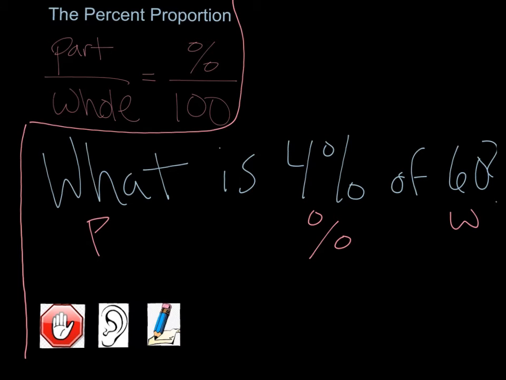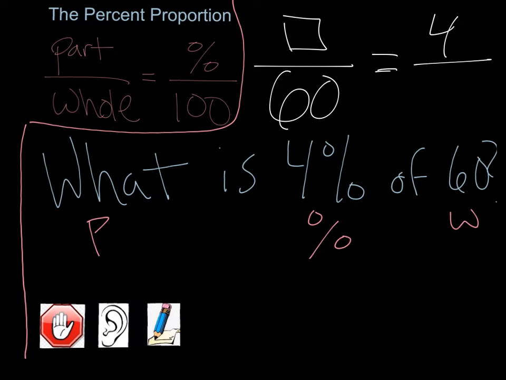And our percent proportion tells us that I'm going to do part over whole. So part is my unknown number, because I'm seeing right here is my unknown number. Then the whole, what I recognized was 60, so I'm going to put that over 60. And that's going to equal my percentage, which is 4%, over 100, because that percent sign literally means over 100, so 4 over 100. Now, I have it set up in my percent proportion, and now I can solve.